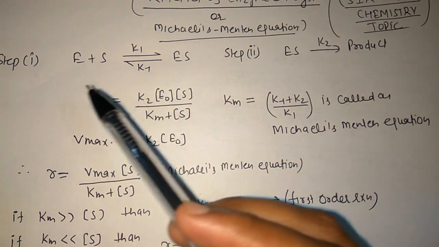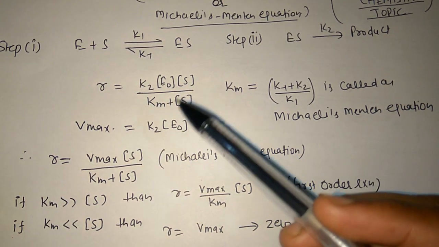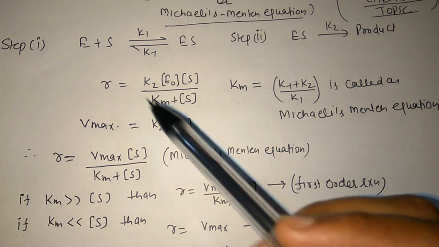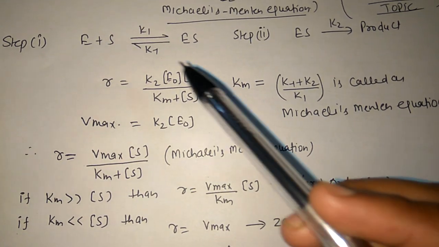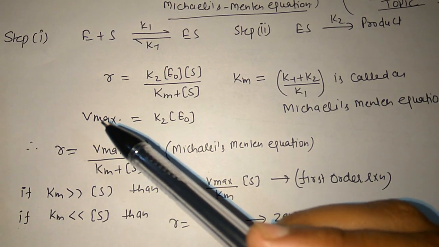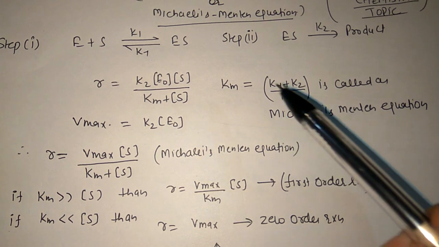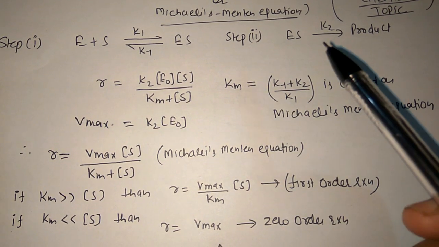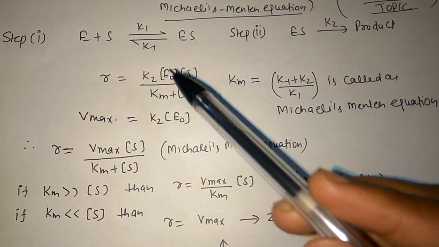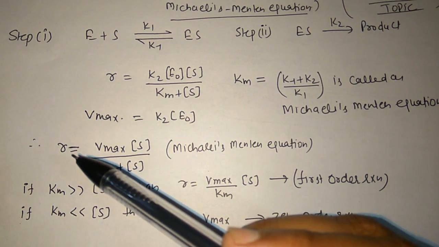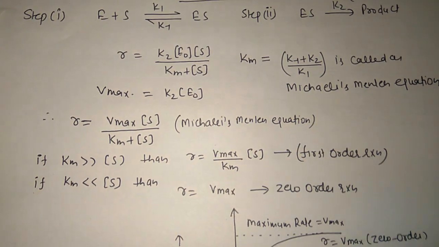Now when we finally derive this equation, we get rate equals K2 E naught into S over Km plus S. Here the maximum rate for enzyme catalysis is K2 E naught, so K2 E naught is replaced by Vmax, the maximum rate. Here Km is known as the Michaelis-Menten constant, and its value is K minus 1 plus K2 divided by K1. So we replace K2 E naught by Vmax. So the rate equals Vmax S over Km plus S. This is the Michaelis-Menten equation.